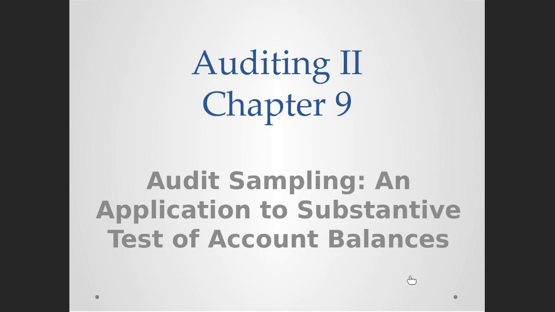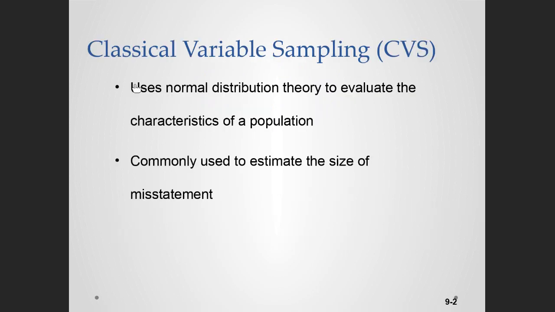12th class. Inshallah, we'll try to finish chapter 9 today. We're going to discuss our last sampling technique, which is the classical variable sampling technique. And I'm going to go through the steps. If you have any questions, please stop me and ask. And then I'm going to give you the plan for what we're going to do next, inshallah, after the finishing of chapter 9. So let's start.